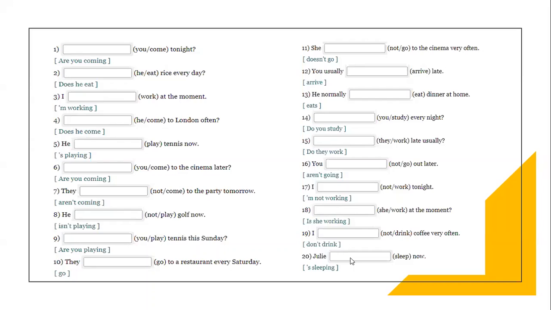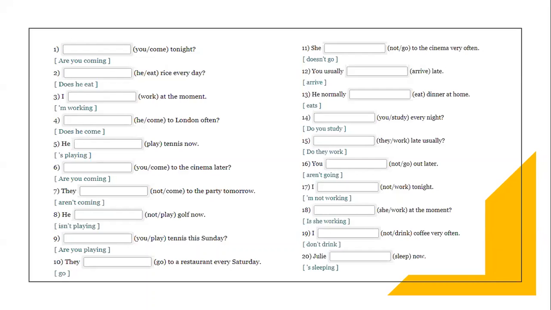Okay, Denise. 7, 8, and 9, please. They aren't coming to the party tomorrow. He isn't playing golf now. Are you playing tennis this Sunday? Thank you very much, Denise. Emily, could you open the link in the end? Okay, Emily was struggling with the link.